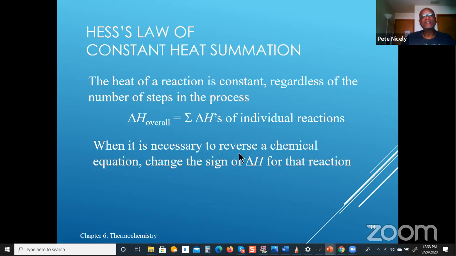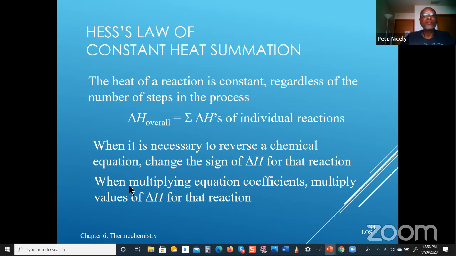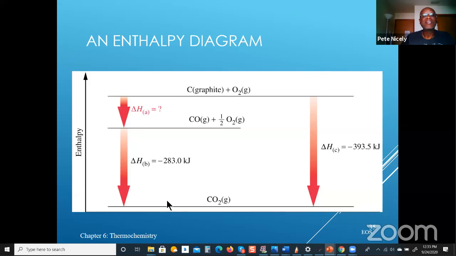It says here, when it is necessary to reverse a chemical reaction, then the sign of the delta H for that reaction will change. And we talked about that earlier, all right? And that will become important when it comes to problems involving enthalpy changes and Hess's law and so on. Also, when multiplying the equation coefficients, you multiply the values of delta H for that reaction. So what this is saying is that, for example, if you were to multiply all the equations by 2, then that would result in the enthalpy change doubling. If you multiply right through by 3, that means that the enthalpy change will be tripled. If you multiply right through by 0.5, then the enthalpy change for that reaction will be halved, all right? So we're going to see all of that in play.